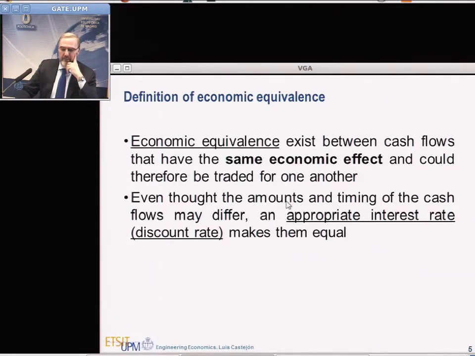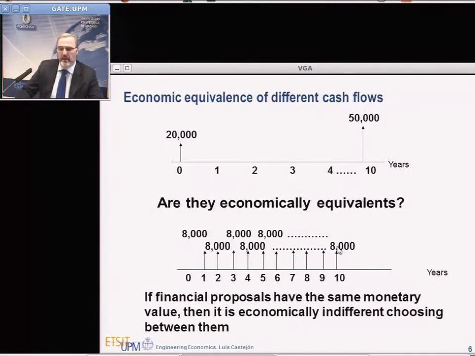Even though the amounts and timing of the cash flows may differ, an appropriate interest rate, the discount rate, makes them equal. So that's the key: what is the interest rate that makes any cash flows, two or three cash flows we are trying to compare, equal?